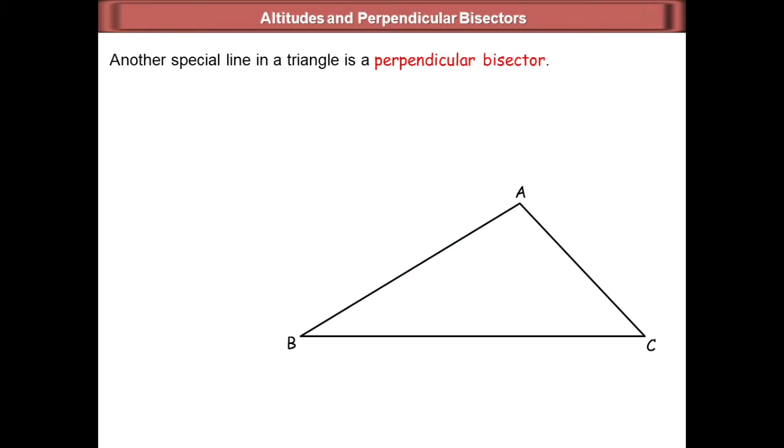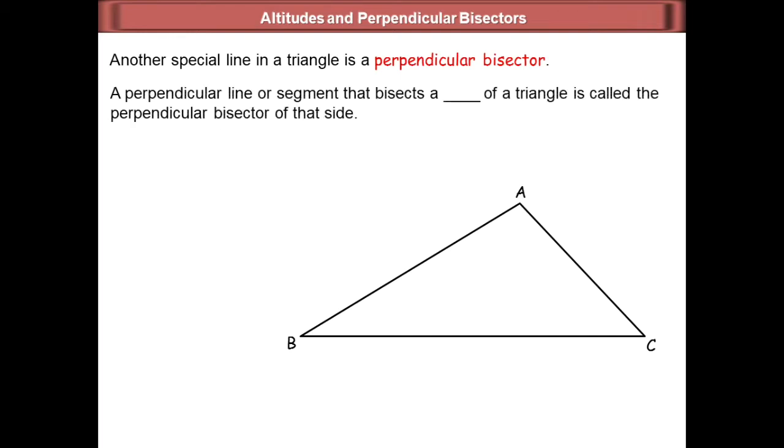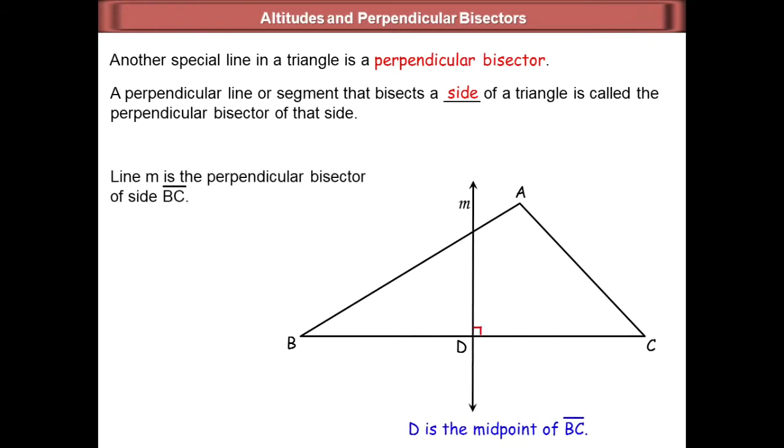Another special line in a triangle is a perpendicular bisector. Well, a perpendicular bisector is exactly what it claims to be. A perpendicular line or segment that bisects the side of a triangle is called a perpendicular bisector. Therefore, line M is the perpendicular bisector of side BC, and I know that segment BD is congruent to segment DC. Please note that the perpendicular bisector does not have to originate at a vertex.